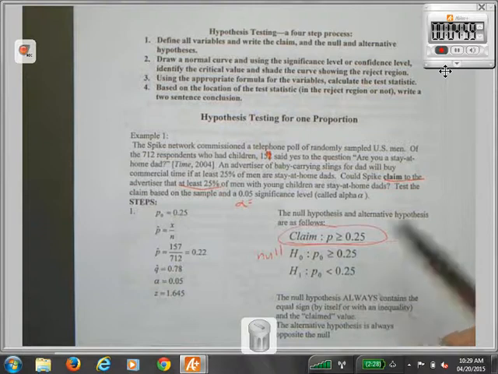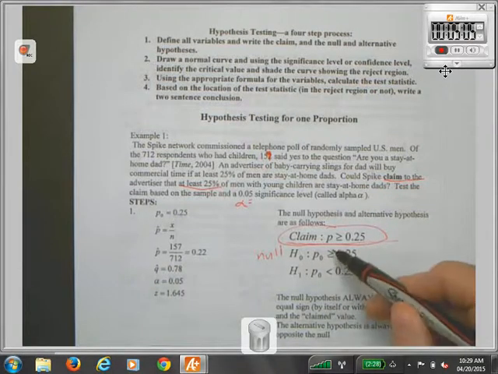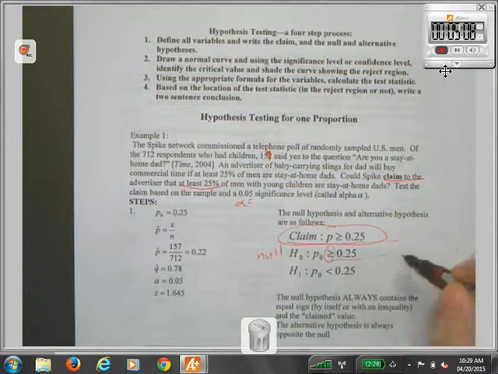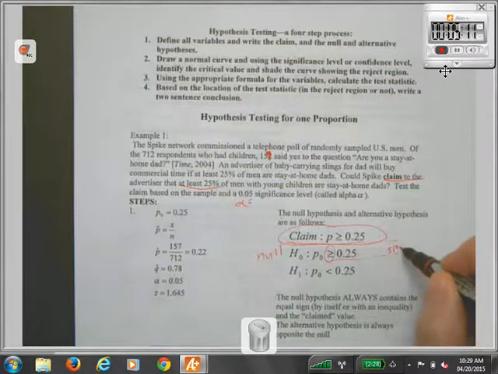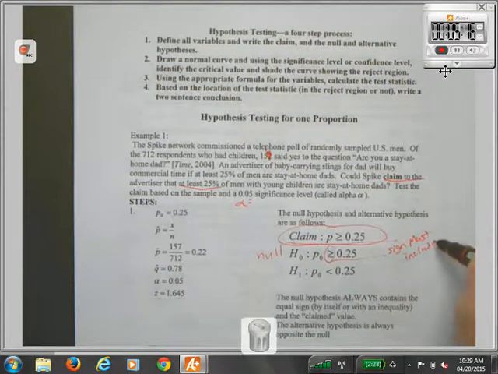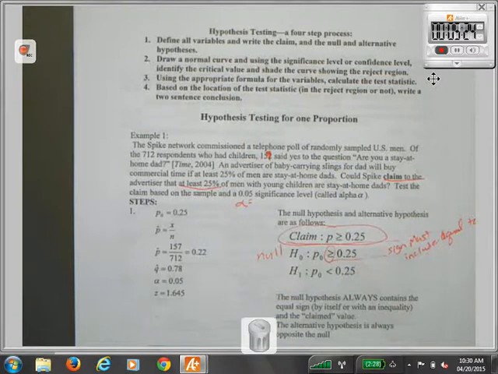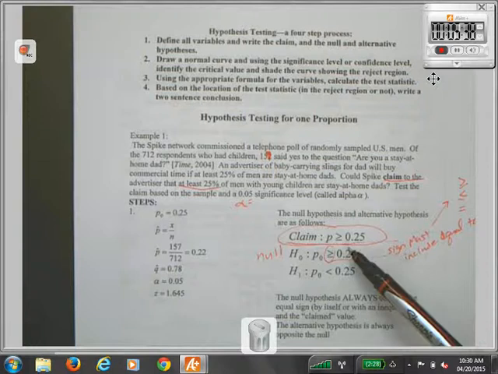Okay, we have a very specific rule for the null hypothesis and this sign. In the null hypothesis, the sign must include equal to. It must include equal to. It can be less than or equal to, greater than or equal to, or just equal to. Those are your only three choices. So the sign must be either greater than or equal to, less than or equal to, or just equal to. Only three choices. And it is based on the claim.